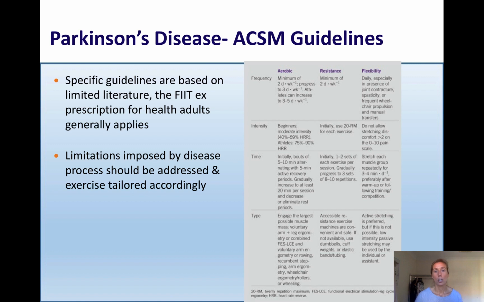improvements. So we've got ACSM guidelines again, and I do apologise, I presented them as best as I can, but they're a little bit crunched together there. But just the point to make, guys, that specific guidelines are actually based on limited literature, so there's not been a whole heap of investigation into kind of the optimal exercise dosage for your Parkinson's patients. So the kind of FITT principles, your frequency, intensity, time and type, are pretty much in line with just your generally healthy adults, okay? But obviously, the point is you're going to have to look at the individual in front of you, you're going to look at their specific limitations, and obviously address and tailor the exercise accordingly, okay?